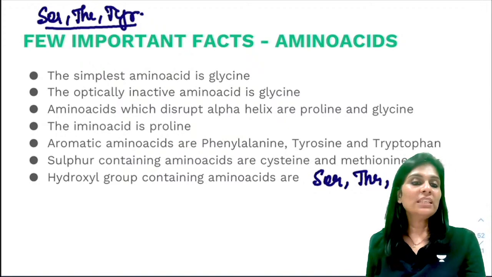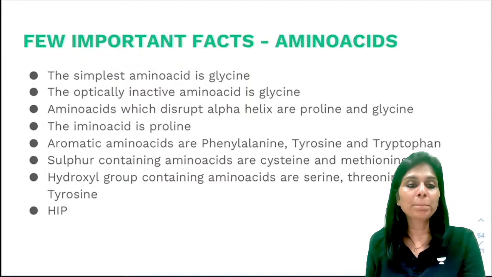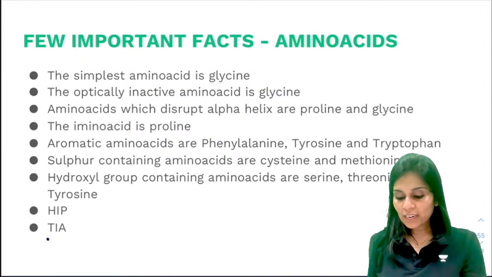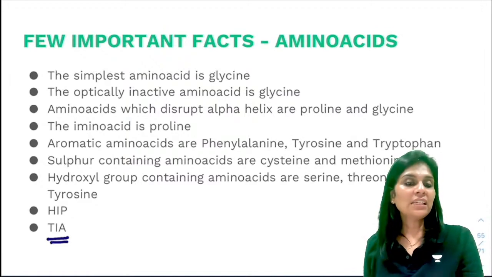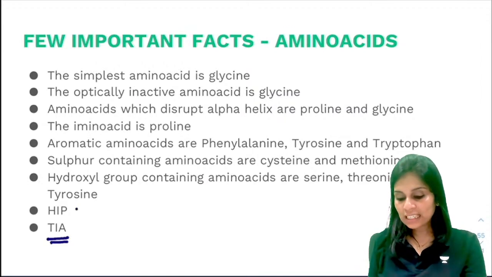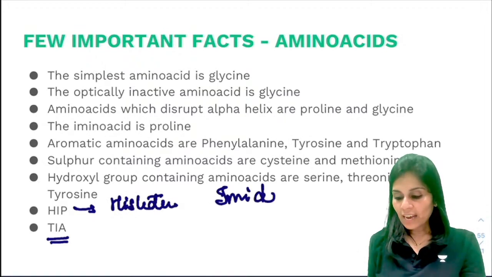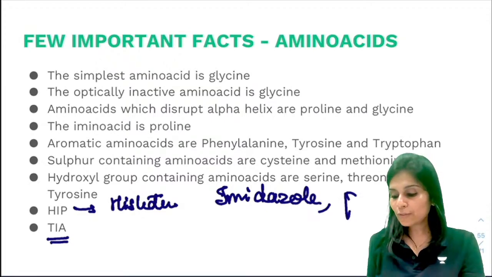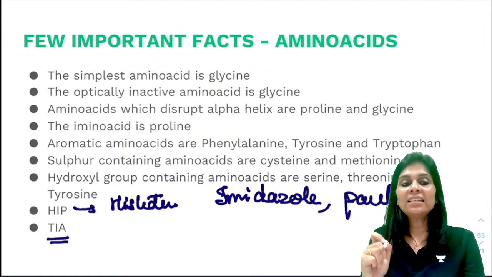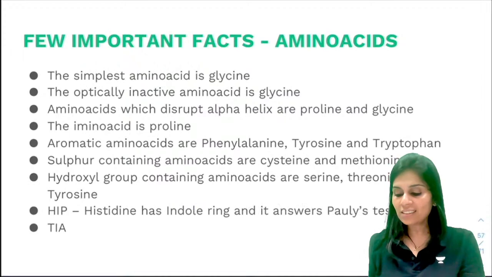Now I want to tell you about 2 mnemonics. One is HIP, the other one is TIA. Have you heard of transient ischemic attack, TIA? So what does HIP stand for here? H stands for histidine. I stands for imidazole ring. P stands for Pauli's test. So HIP means histidine has got an imidazole ring and it answers Pauli's test.